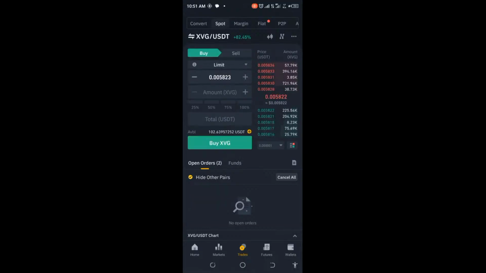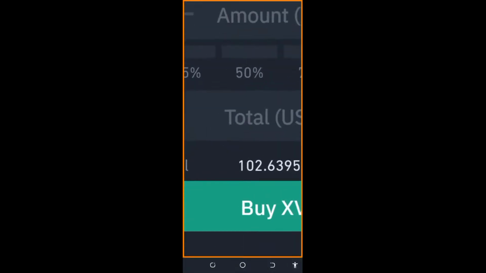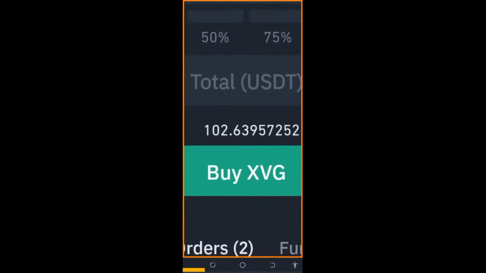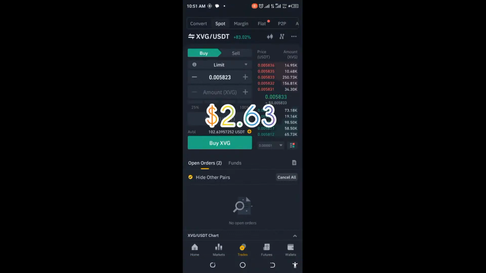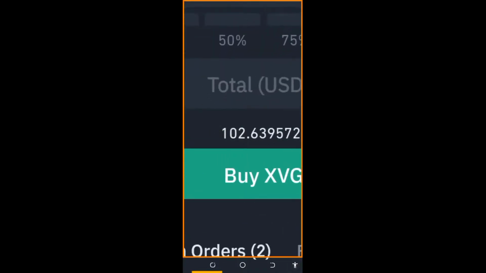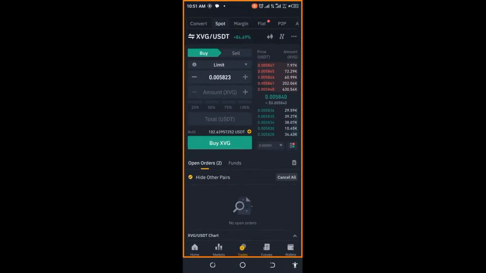Wow! It has already executed. And can you see what I can see here? We made 102.63. That's $2.63, almost $2.64. That's really good.